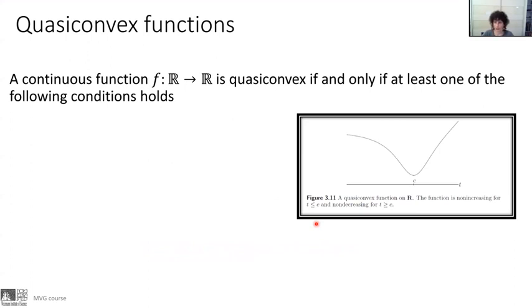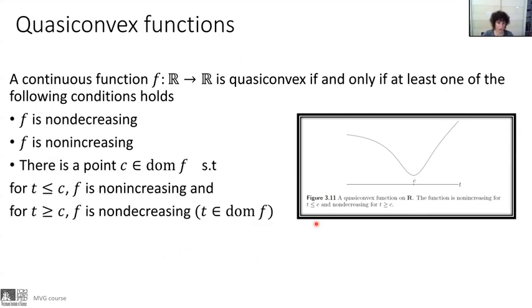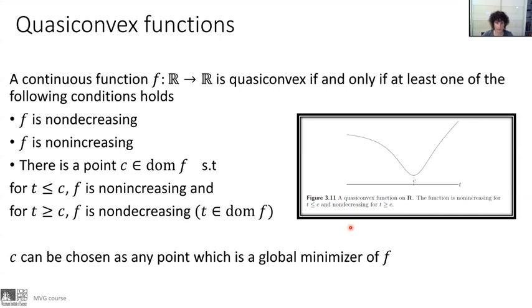If we look at one dimension, actually in one dimension we can characterize a quasi-convex function very nicely. It's either non-decreasing or non-increasing, or there is a point, which we call C, such that from the left side it's non-increasing and from the right side it's non-decreasing, like this exactly. And actually this C is a global minimum of the function. This is in 1D. It's not our case, just to give you some intuition.